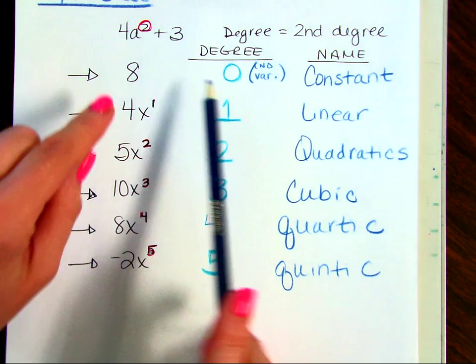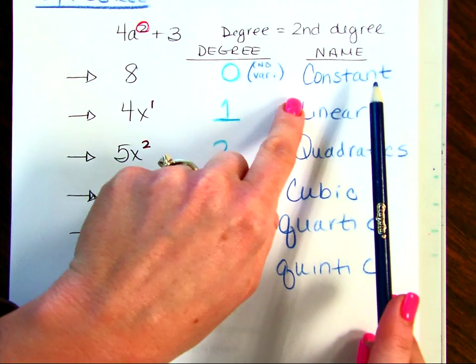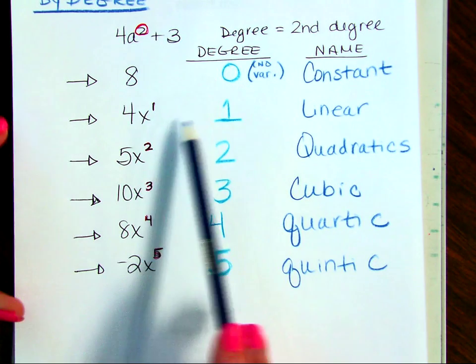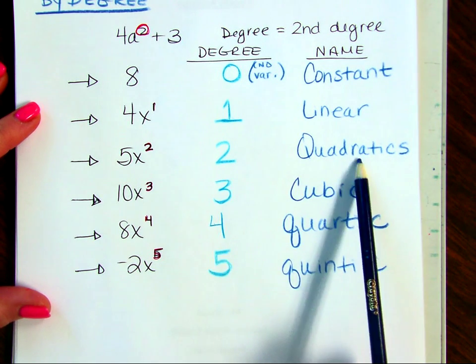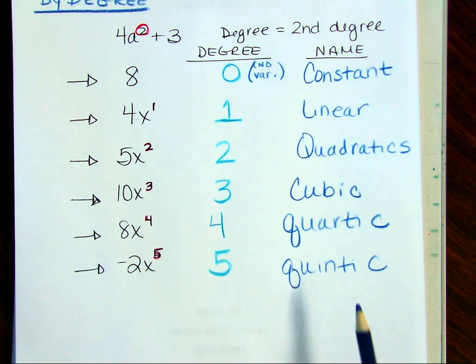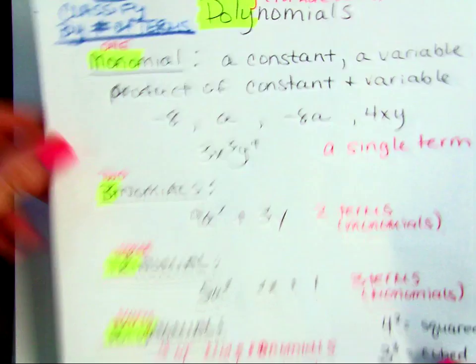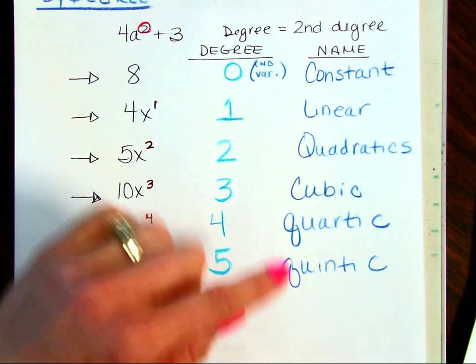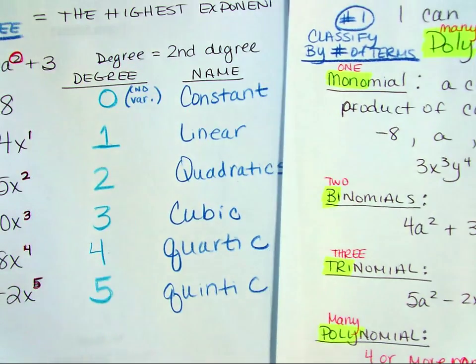Okay? So I want you to take a look at this. If it's a constant, the only name for it is constant, and that means its degree is 0. Linear, quadratic, cubic, quartic, quintic. Got it? Okay, so now what we need to do is put these two together. Put these words, monomial, binomial, trinomial, polynomial, with one of these words. So you have to have one from each of these lists. You know what I mean?